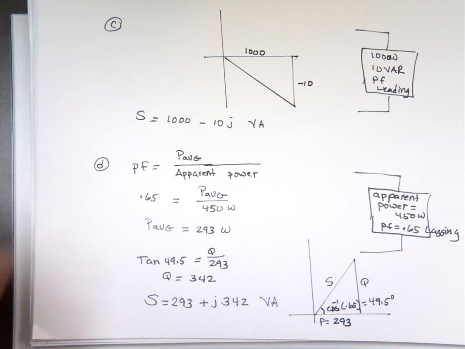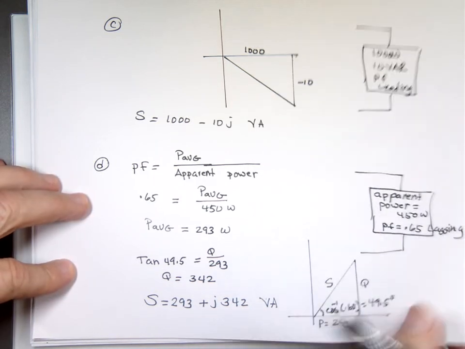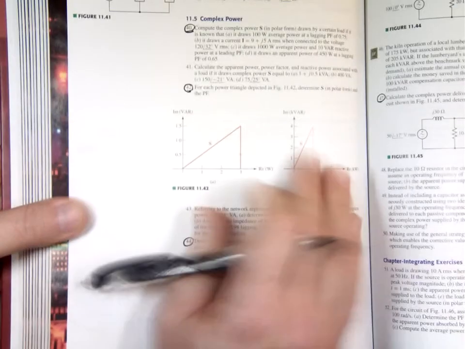Number 42. The second graph. For each of the triangles, determine S in polar form. Second graph. You know what S is in rectangular mode. This one? Yep, S equals 1 plus 4j.